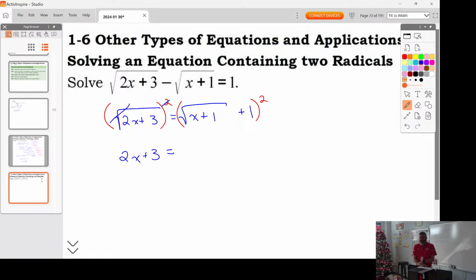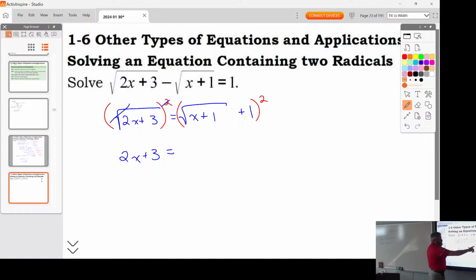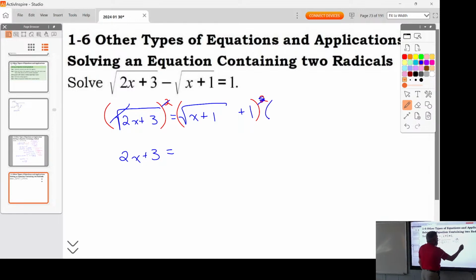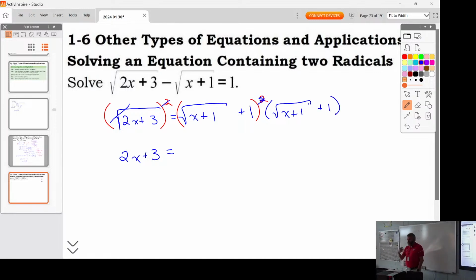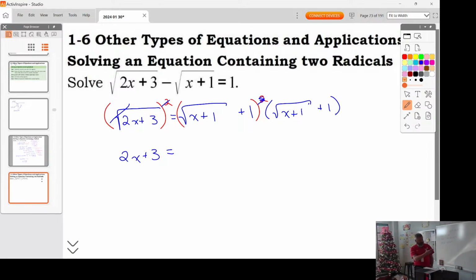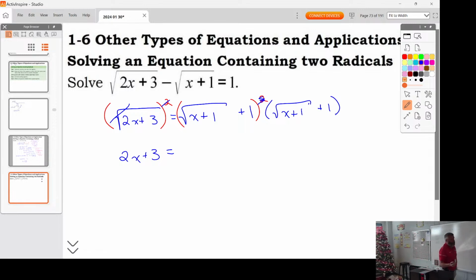It's a binomial squared. See, the square root of x plus 1 is one thing. 1 is one thing. That's a binomial by definition. So what do we have to do? FOIL. And guys, if it helps, rewrite it. Get rid of that square and actually rewrite the square root of x plus 1 plus 1. If that helps you see the FOIL process or the double distribution process, it took me 3.5 seconds to write that. Okay? Let's FOIL it.